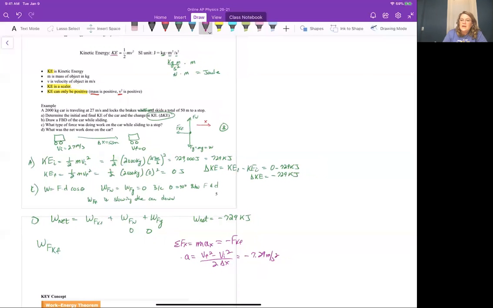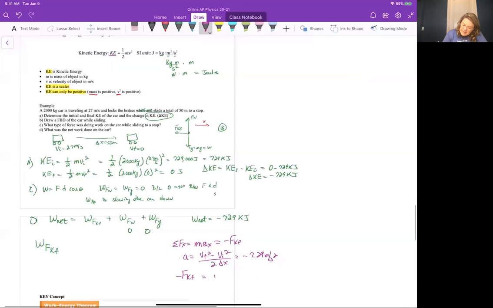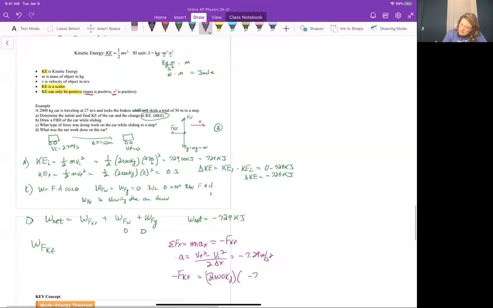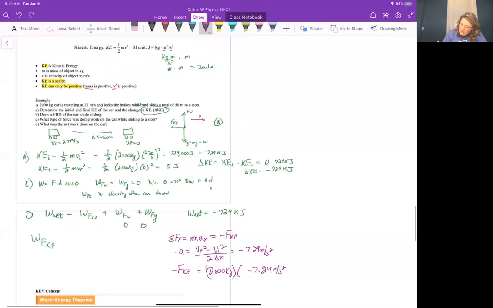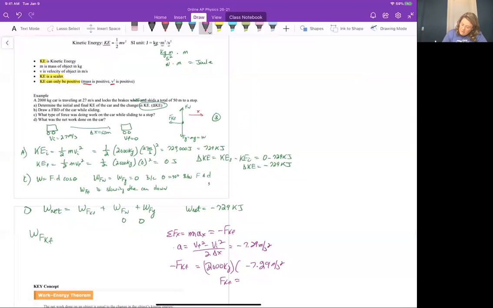Okay, so then I can find force of kinetic friction by plugging in: force of kinetic friction is equal to the mass of the car, in kilograms, times negative 7.29 meters per second squared. And those negatives are going to cancel. The magnitude of the force of kinetic friction will be 14,500 newtons.